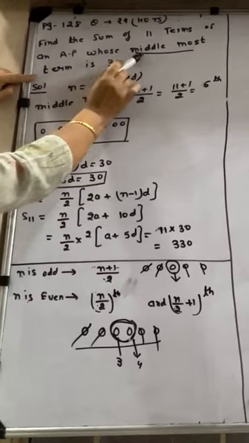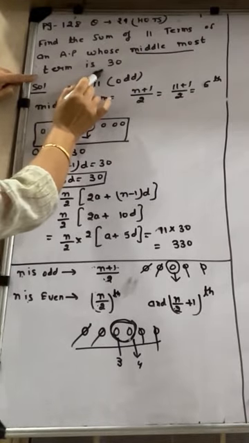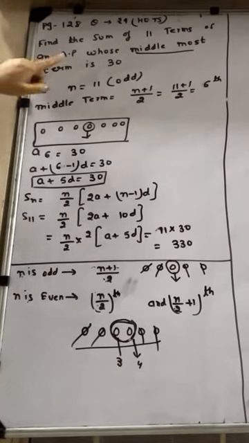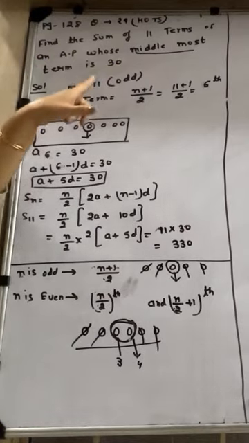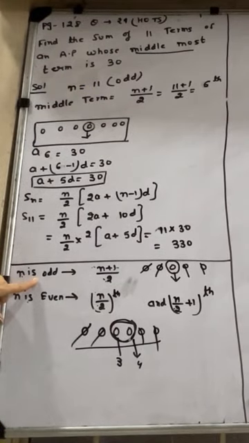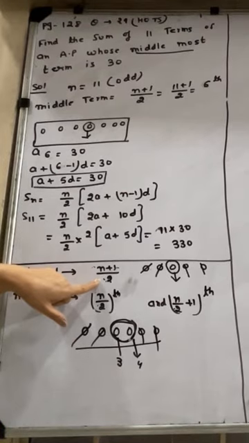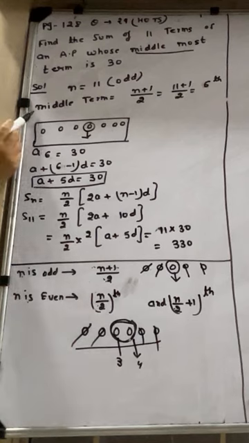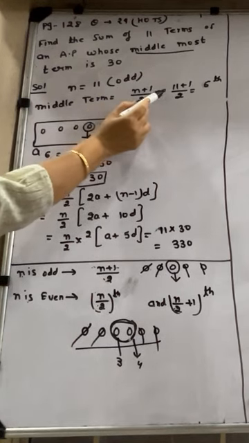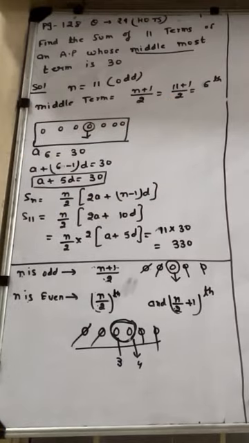He says you have to find the sum of 11 terms and the middlemost term is 30. So the number of terms is 11. So n is what? Odd. If n is odd, what is the formula of the middlemost term? Look at here. The (n plus 1) by 2th term will be the middle term. What is the value of n? 11 plus 1 by 2. It means the 6th term will be the middle term.